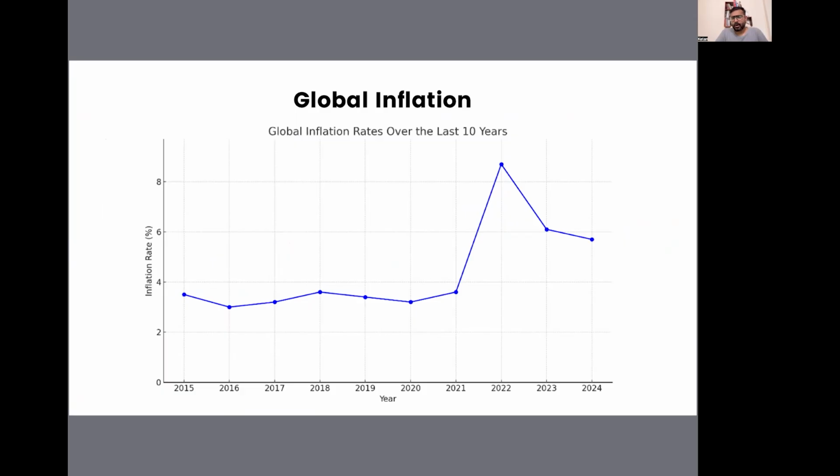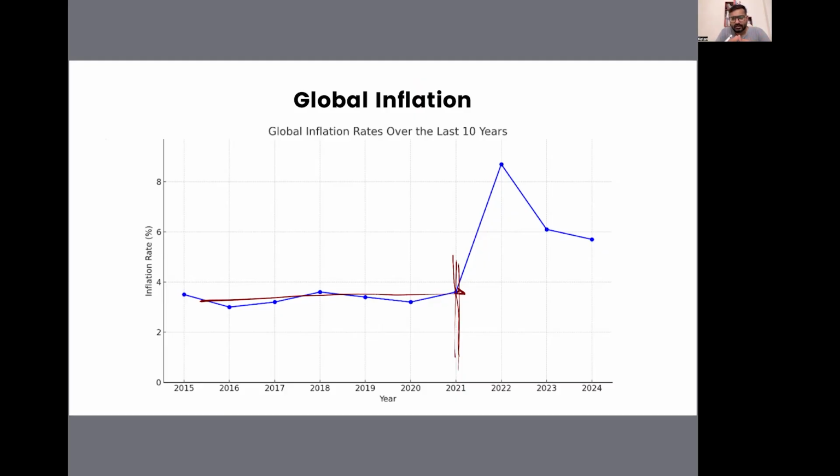And if you see the broad trends of global inflation, the global inflation was hovering at around 3.8%. Here you can see the global inflation was around 3.6 to 3.8%. But just after the COVID, during the COVID period, obviously the economy all over the world experienced a shock.